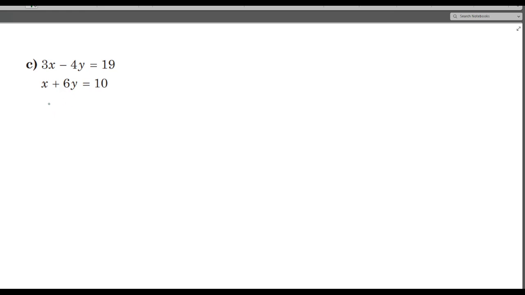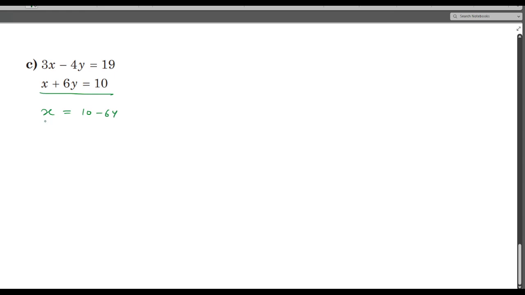So what I will say is that from the second equation, the value of x is 10 minus 6y, and this value of x I will substitute in my first equation, which is 3 times x. So in place of x I will write 3 times (10 minus 6y) minus 4y is equal to 19. I will open this bracket, I will use the distribution property. So 3 times 10 is 30, minus 3 times 6y is 18y, minus 4y is equal to 19.